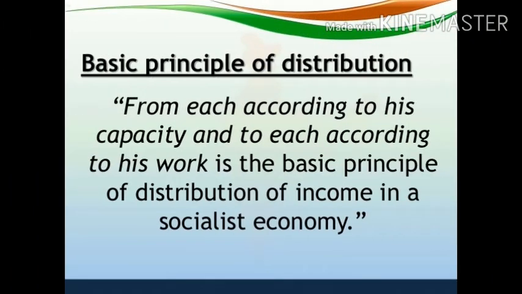This is the basic principle of distribution. From each according to his capacity and to each according to his work is the basic principle of distribution of income in a socialist economy.